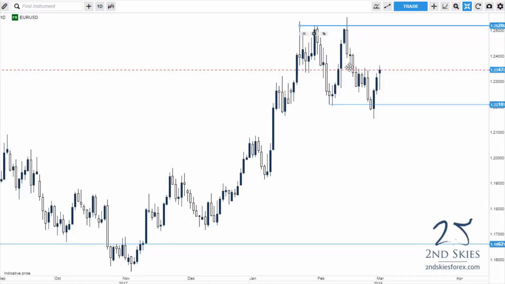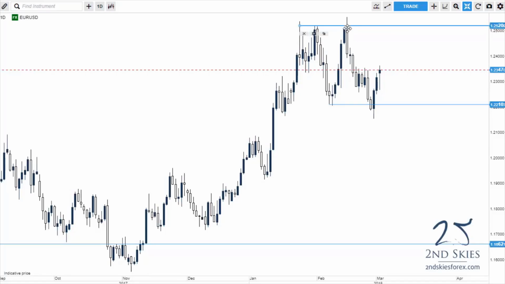Usually when you see these corrective structures at the top, the market will go sideways for a little bit, and more often than not, it will break out to the upside rather than the downside. If it breaks to the downside, we'll trade that. If it breaks to the upside, then we're just going to get more and more long.